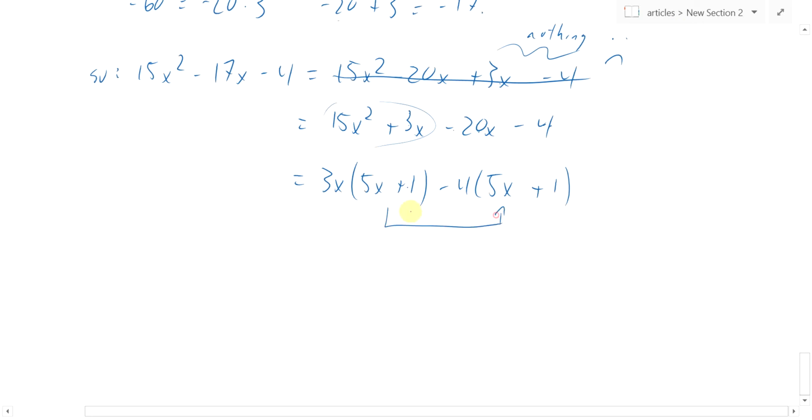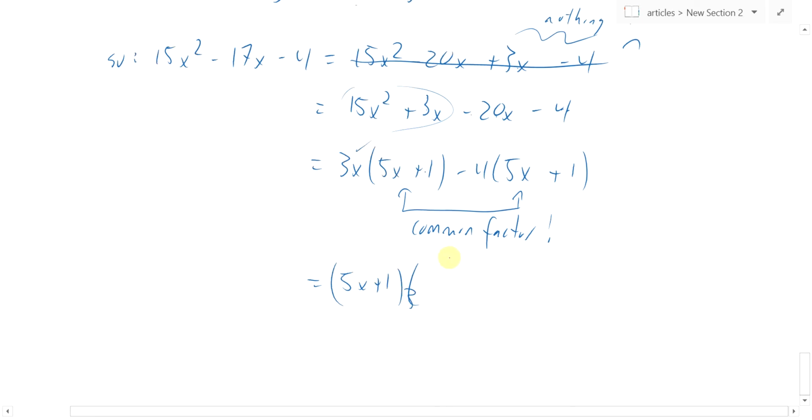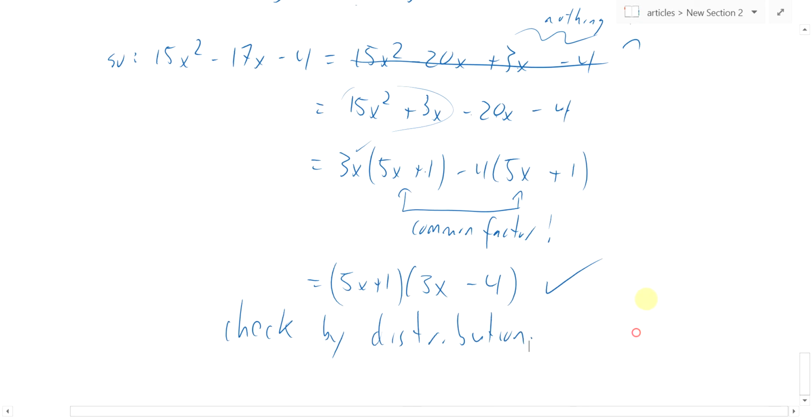And note again, we have a common factor, which we love. So we factor out the 5x plus 1. What's left behind goes into a parentheses. That's this 3x, a 3x and a minus 4. And you can check by distribution, but I won't, because this video is probably getting long enough as it is.